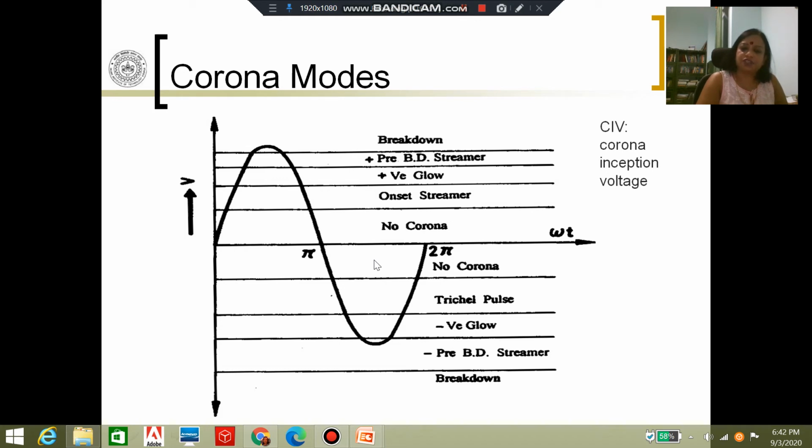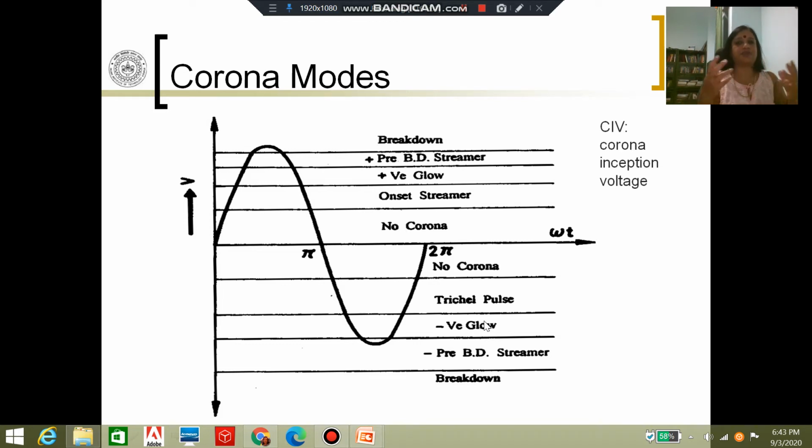What are the different corona modes that are possible when the high voltage conductor is negative with respect to ground? It is quite similar, but there are some important differences. Of course, as long as you are below the corona inception field, there is no corona, even if it is negatively charged. Then, if you cross that critical field, instead of seeing onset streamers, you will see trickle pulses. What are trickle pulses? Firstly, they are not streamer discharges.